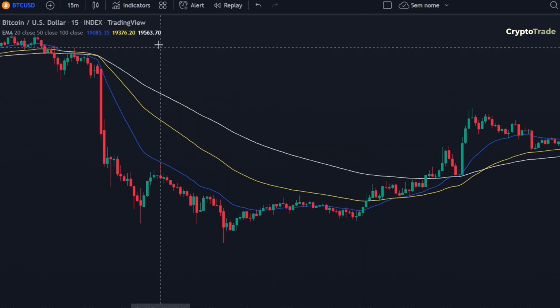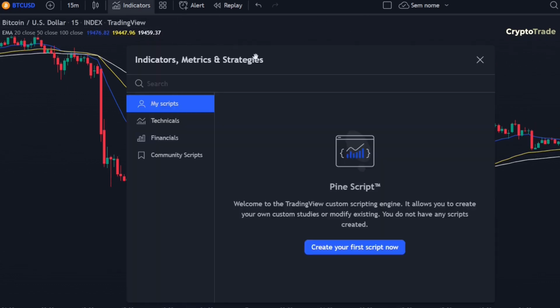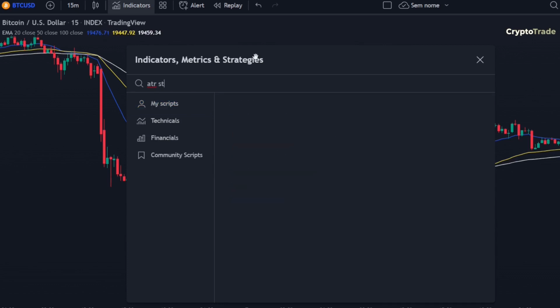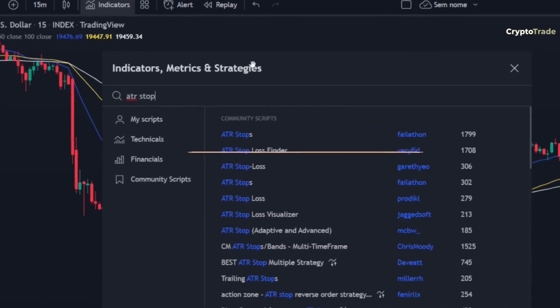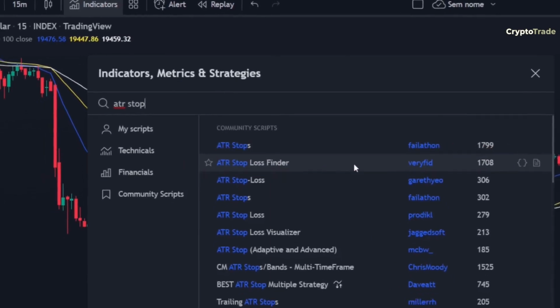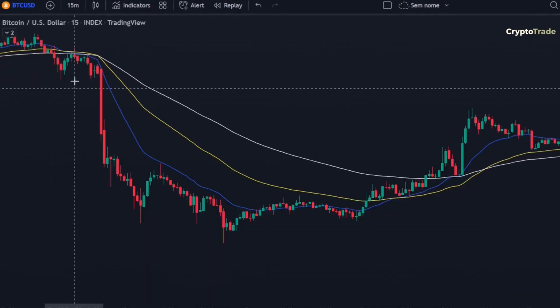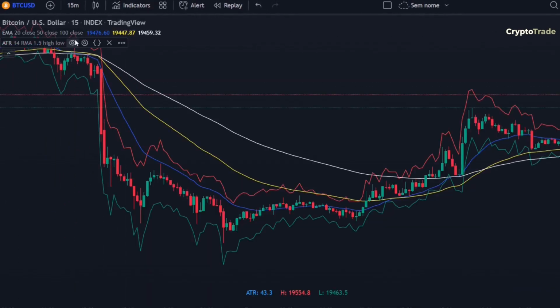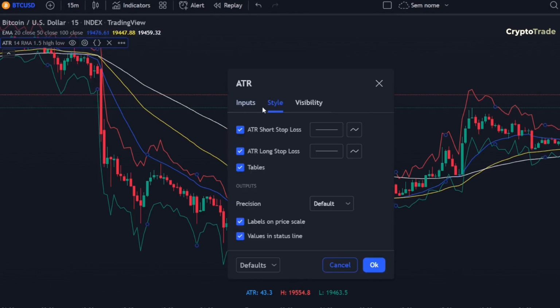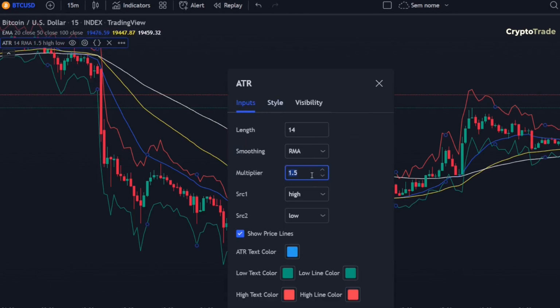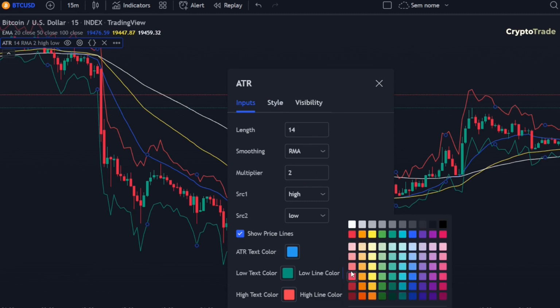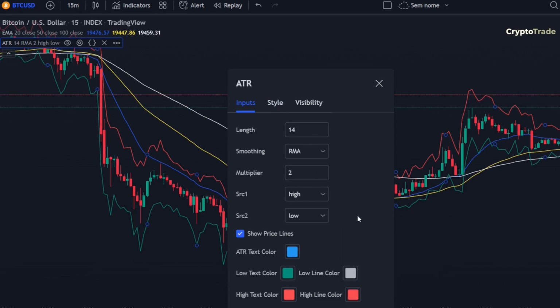To add the second indicator to the chart, open the indicator search bar in Tradingview and type ATR STOP LOSS FINDER. Select this indicator, as shown here in the video. In the Style tab, change the multiplier from 1.5 to 2. Change the low line color and the high line color to gray.